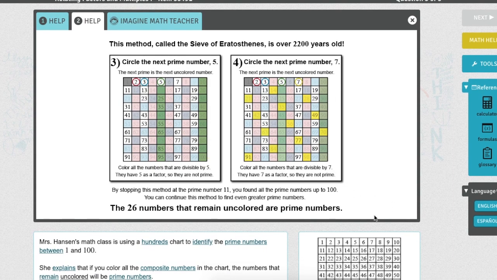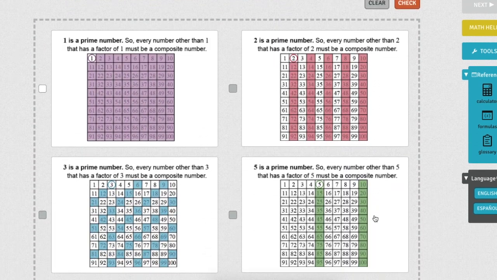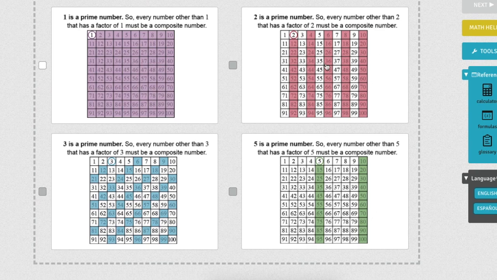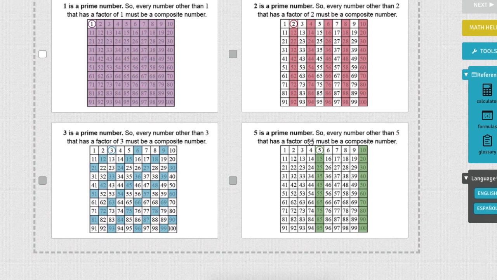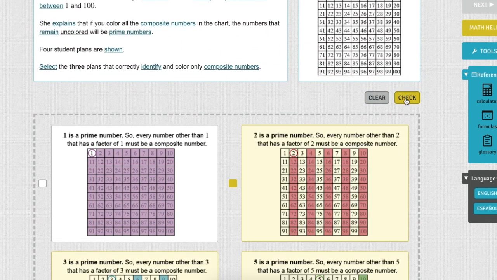Okay? So they're all colored in, and we can see that any multiple of 2 has a factor of 2, which means it's not prime. Okay? Any multiple of 3 has a factor of 3, so those aren't prime. And any multiple of 5 has a factor of 5, so those aren't prime. So these are good starting spots for each of these students. So let's check our work.